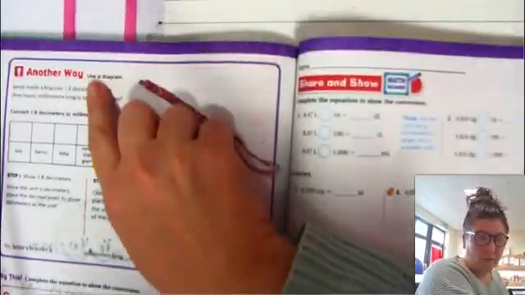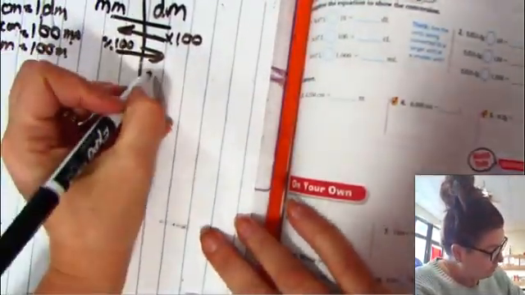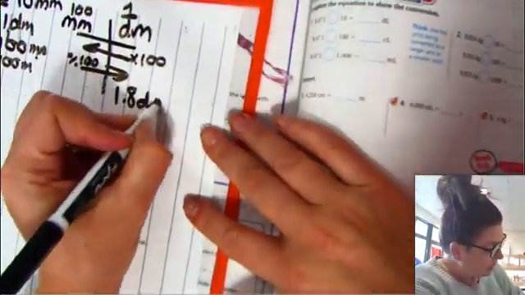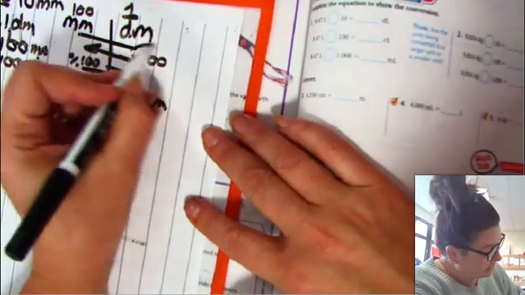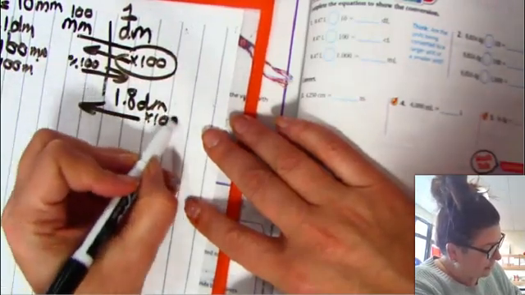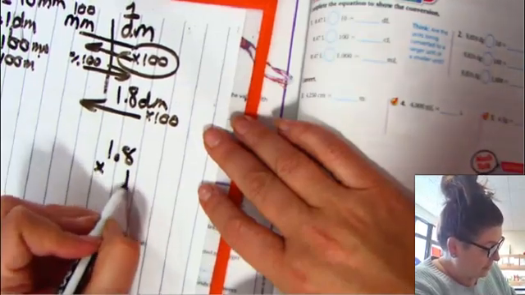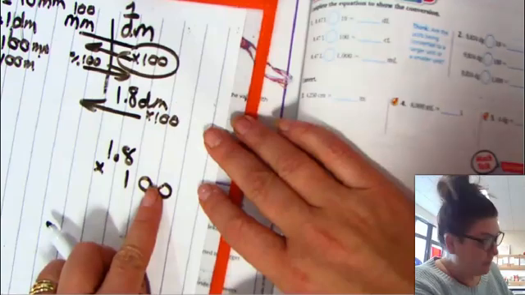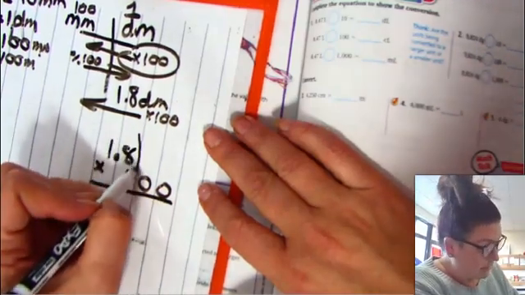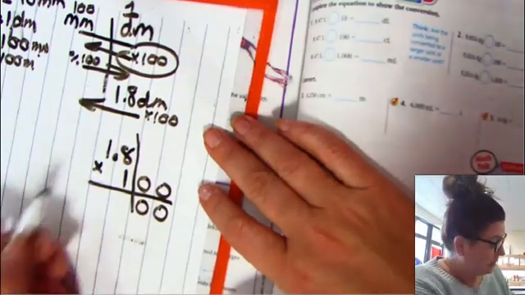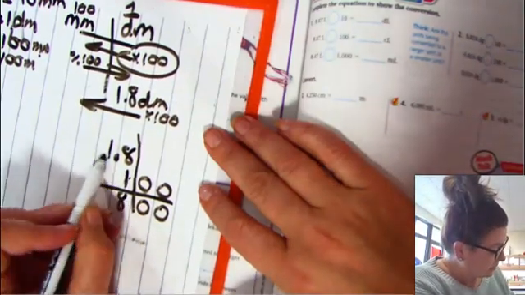He has a bracelet that is 1.8 decimeters long. How many millimeters? So I know I have my 1.8 decimeters. So that goes in here, and to get to my millimeters, what do I have to do? I have to multiply by 100. So 1.8, this is how I do it. I drop the zeros off the back side, cut them off, and bring them straight down. 1 times 8 is 8, 1 times 1 is 1.